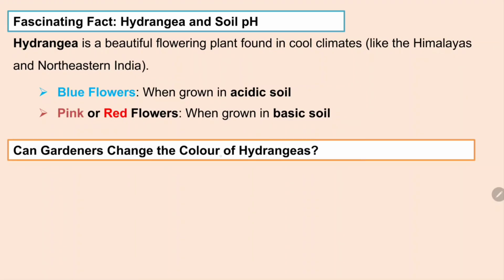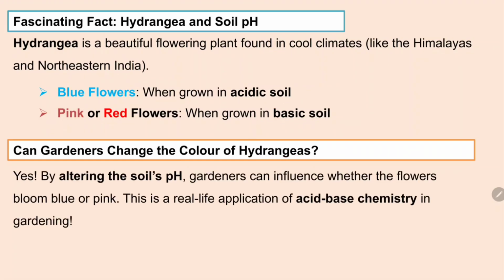And can a gardener change the color of hydrangea? If I want a blue flower, I can do it, isn't it? I need to plant the hydrangea seed into acidic soil, then I'll get a blue flower. If I want a pink or red color, then I should plant it in basic soil. So the answer is yes. By altering the soil's pH, that is, the acidic and basic nature of the soil, a gardener can influence whether the flowers bloom blue or pink. This is a real life application of acid base chemistry in gardening.